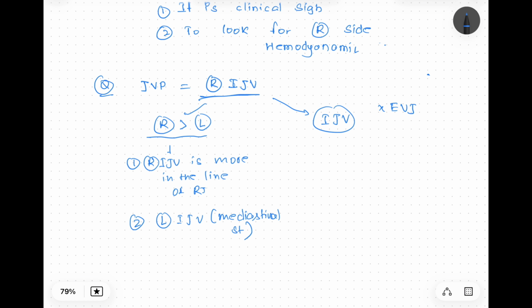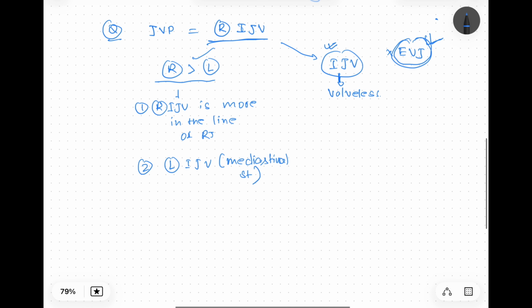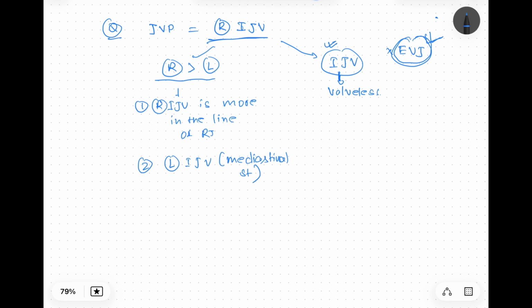Next question: why internal jugular vein, not external jugular vein? The internal jugular vein is valveless, and valves interfere with the pressures. That's why we measure JVP in the internal jugular vein. And another answer is that the EJV, external jugular vein, is not in the direct line with the right atrium. This is the answer to our first two questions.